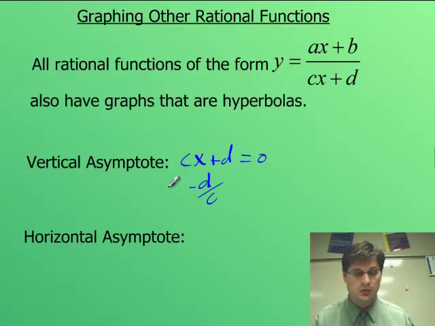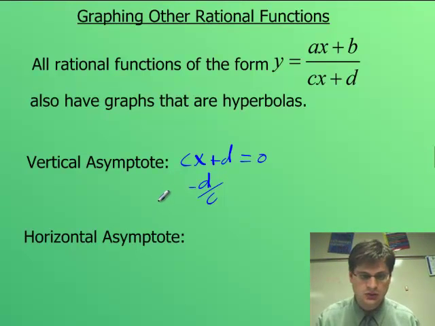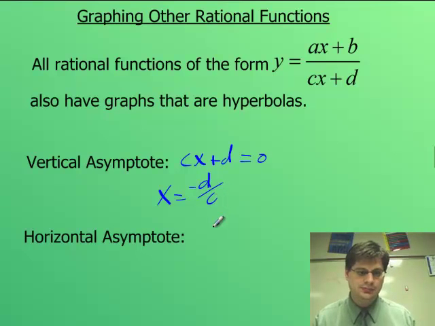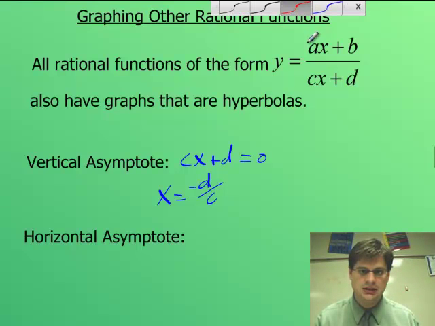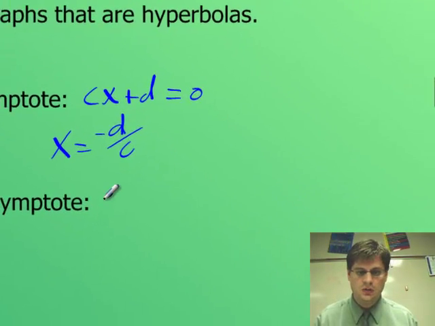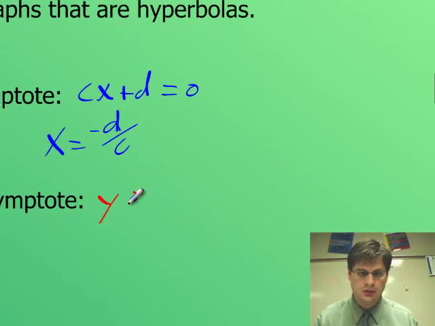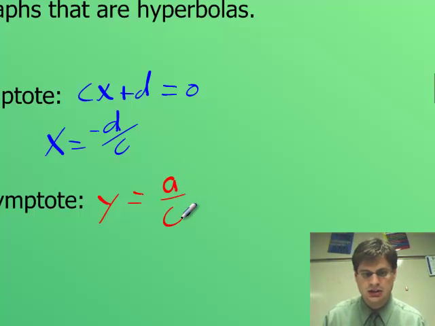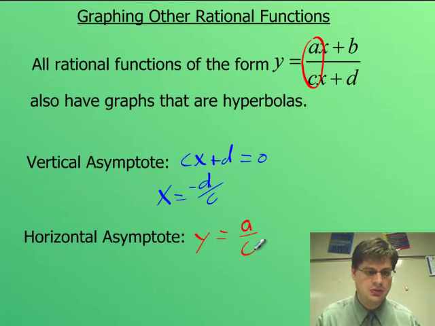And since it's a vertical asymptote, that's going to be x equals. So, whatever is going to set that equal to 0, you solve it, and then you get your x value. And the horizontal asymptote really boils down to the a and c in front of the x here. And so whatever those coefficients reduce to, if they do, it's going to be y equals a over c, and that's going to indicate to us what our horizontal asymptote is going to be.